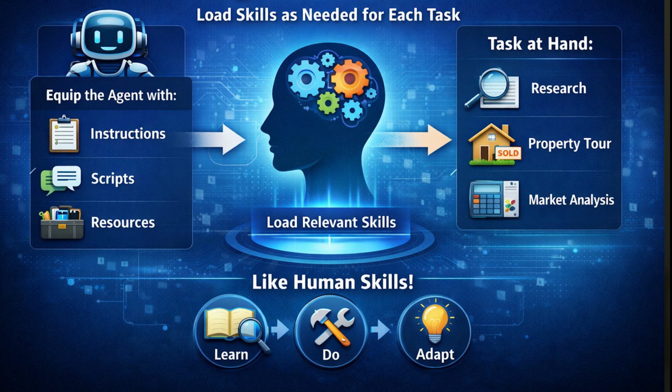So what is an agent skill? Essentially, it is a way to extend agents' capabilities and knowledge by providing a set of instructions, scripts, and resources required to perform specific tasks. And then the agent can load only those skills relevant to the task at hand, similar to human skills.